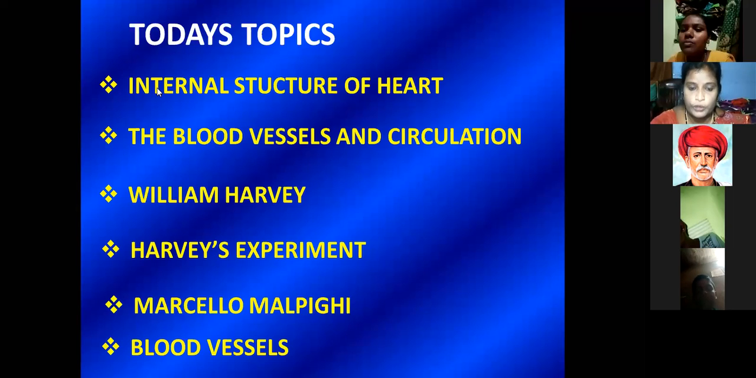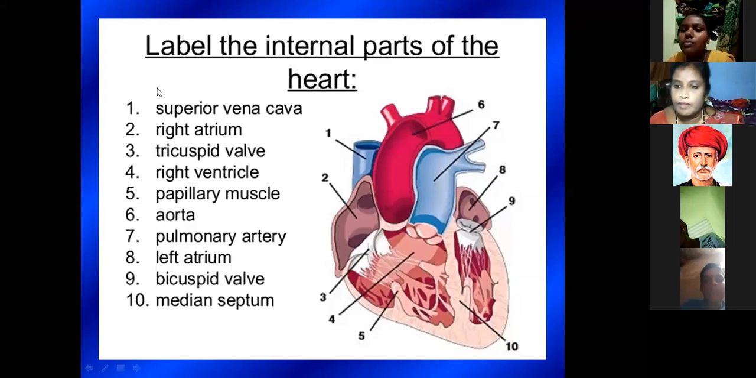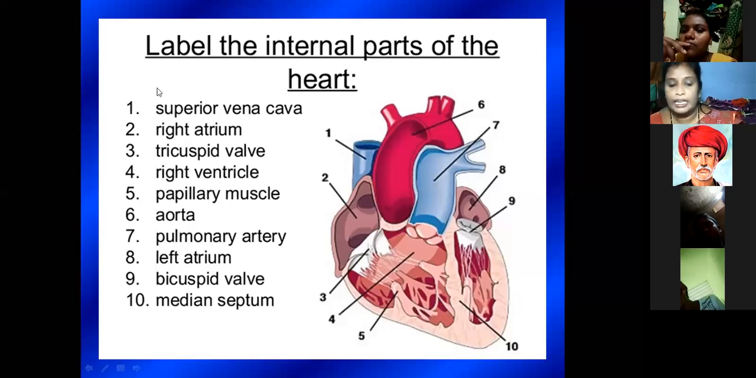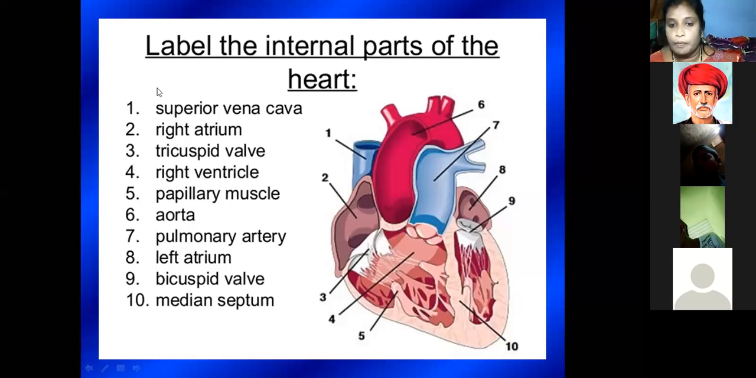Now I'm going to recall once again the internal parts of the heart, which we already saw in our previous class on this slide. What are the internal parts of the heart? We know the parts are the superior vena cava, right atrium, tricuspid valve, right ventricle, papillary muscle, aorta, pulmonary artery, left atrium, bicuspid valve, and median septum. These are also very important internal parts of the heart.